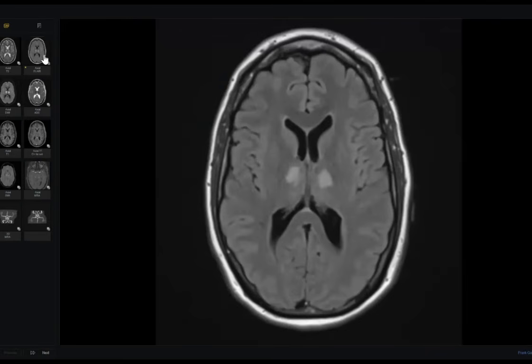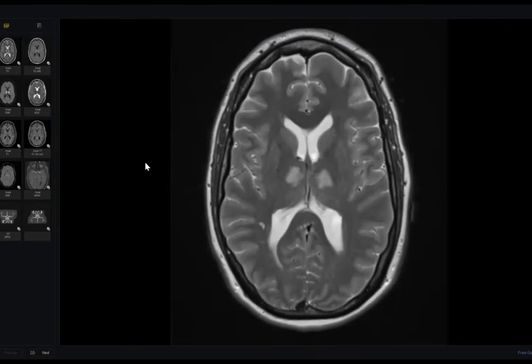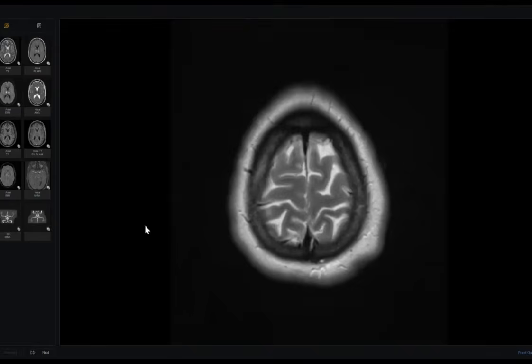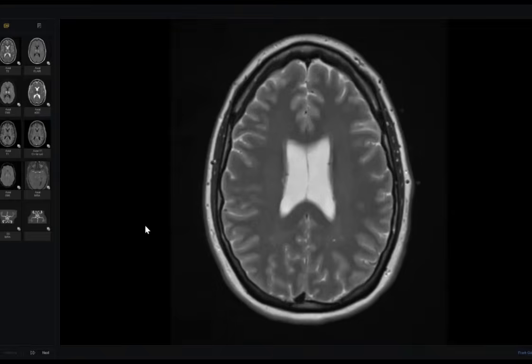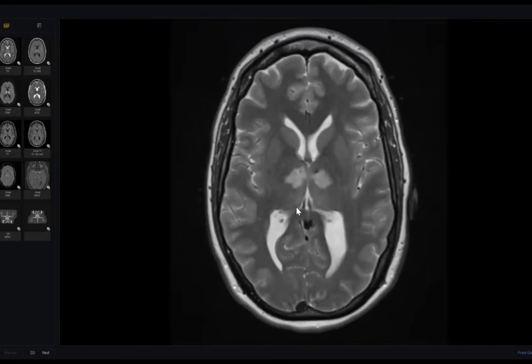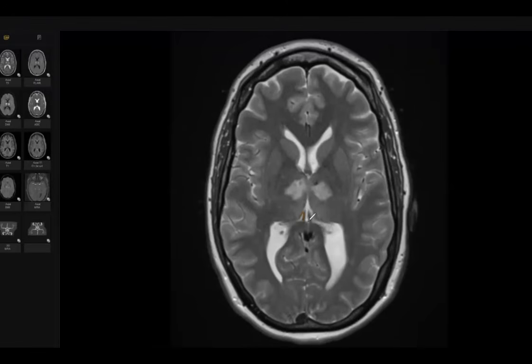Also, again, have a look at the signal void of the sagittal sinuses, all the dural sinuses. This is the superior, which is very far. But go down, down, down. What happened here? This is the right internal cerebral vein, this one, and this is the left. As you see, it is completely signal void. So it is normal.